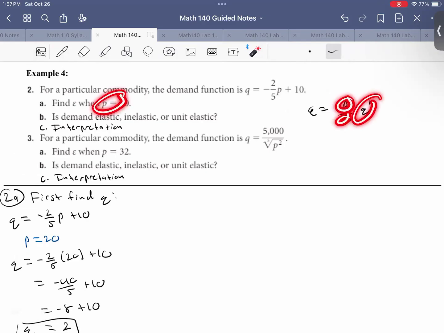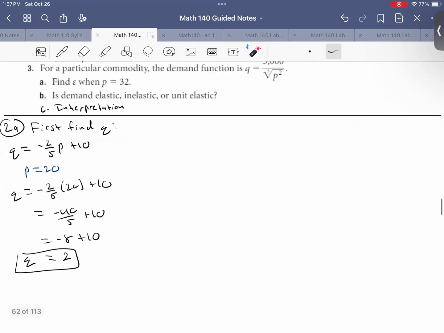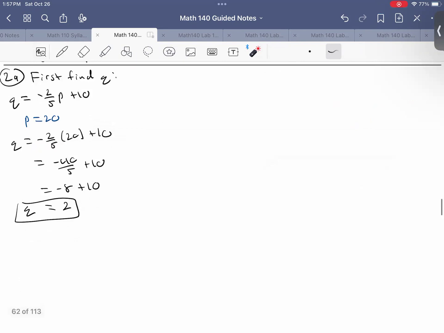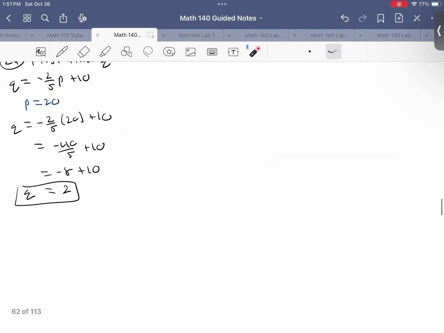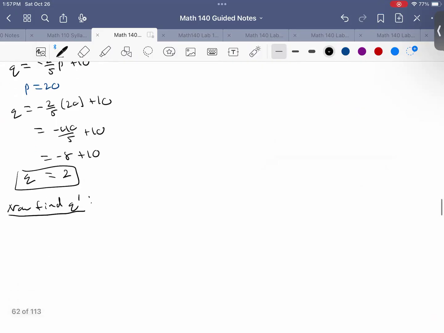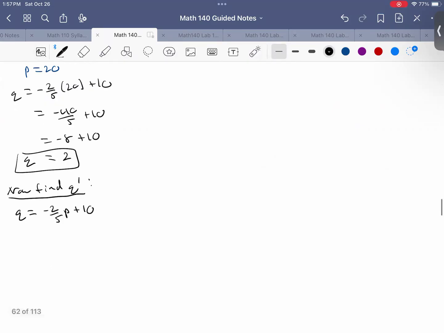Now I need to find a numerical value Q prime. So Q prime, right? That means a derivative of Q. So what I'm going to do is just take this Q function and take the derivative of that. So let me go ahead and write that out. So I'll say now find Q prime. That's my next step. So I just have Q, just going to rewrite the function here.